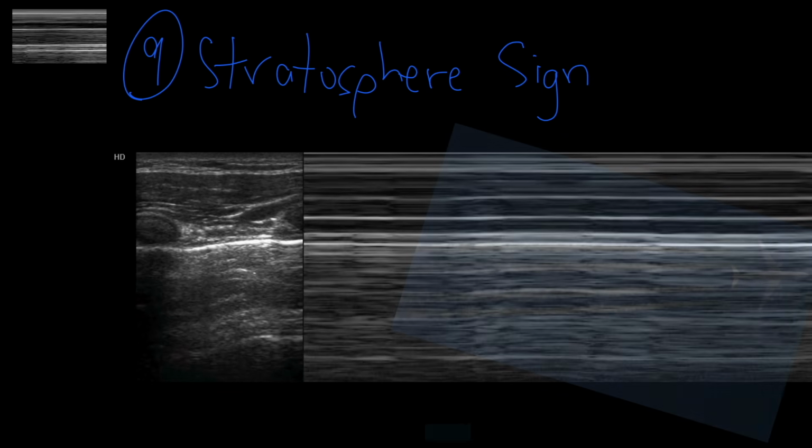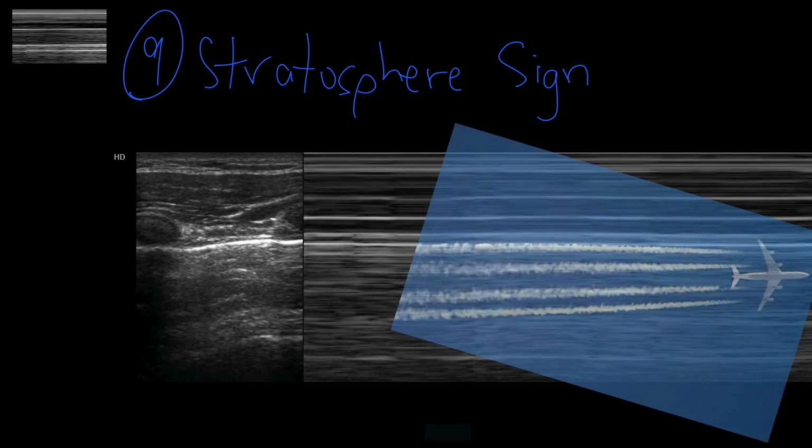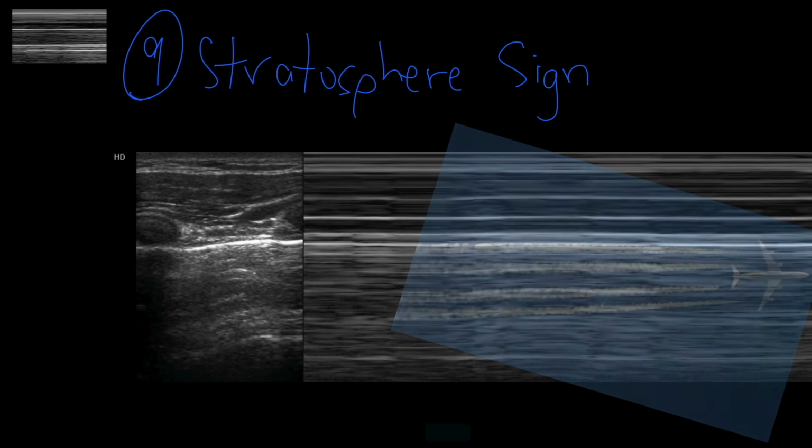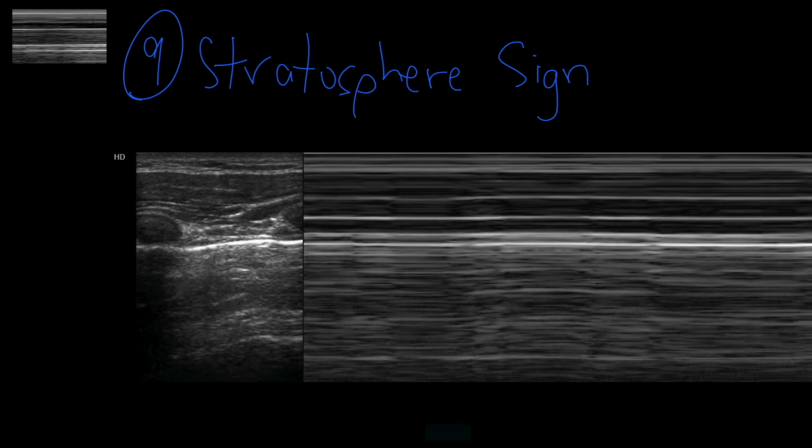And this is what Lichtenstein refers to as the stratosphere sign, almost like the smoke jets coming from a jet plane in the stratosphere, or others have identified it as a barcode, or straight lines all the way across. So the key to identifying this sign is when everything above the pleural line and below the pleural line are identical. That's the stratosphere sign, and it equals lack of lung sliding.